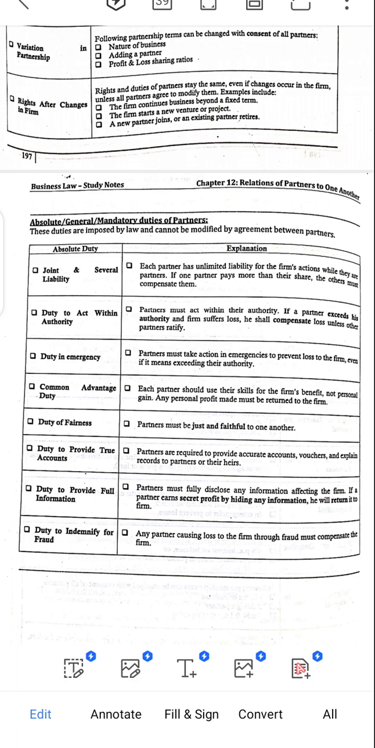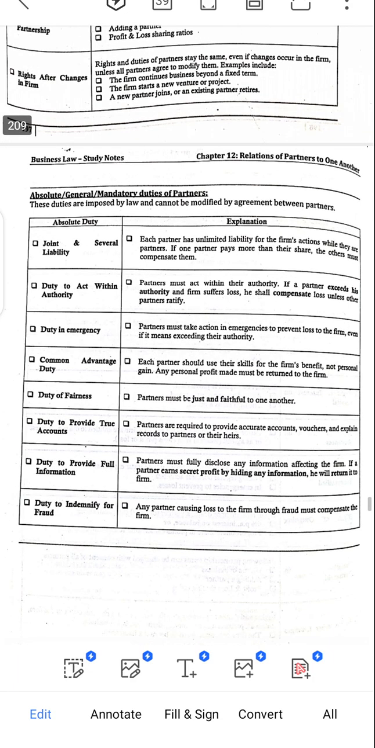Then we have the common advantage duty. Each partner should use their skills for the firm's benefit, not personal gain. Any personal profit made must be returned to the firm. The business should be separate from the personal entity. As there is the concept of business entity, all the business activities must be done in the business.